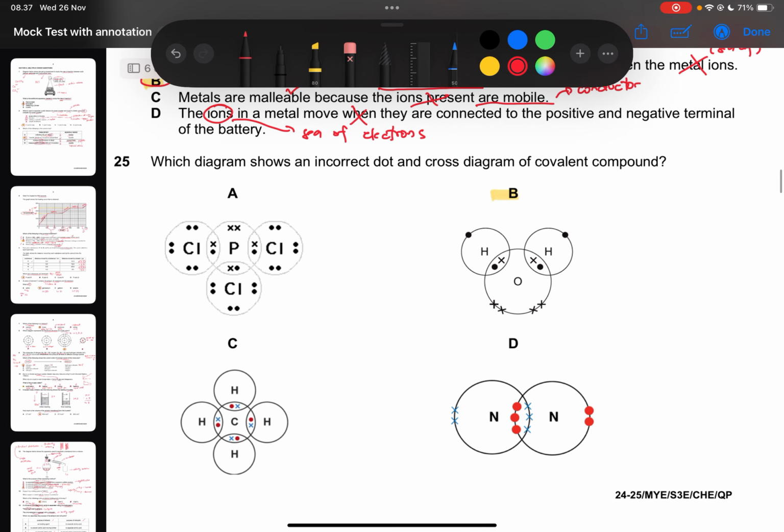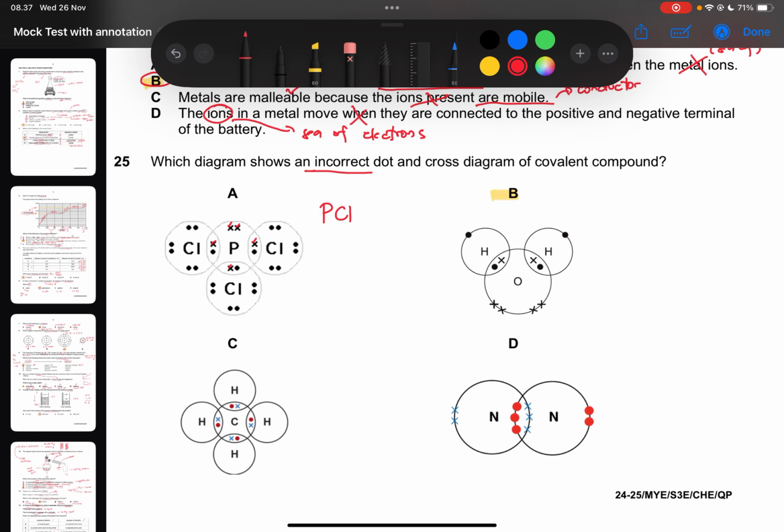Number 25, which diagram shows an incorrect dot and cross diagram of a covalent compound? So let's see first the formula based on the bonding. Letter A. So we have P, which is our phosphorus, which is in group 5. So you can count 1, 2, 3, 4, 5 X's there, so that's correct.